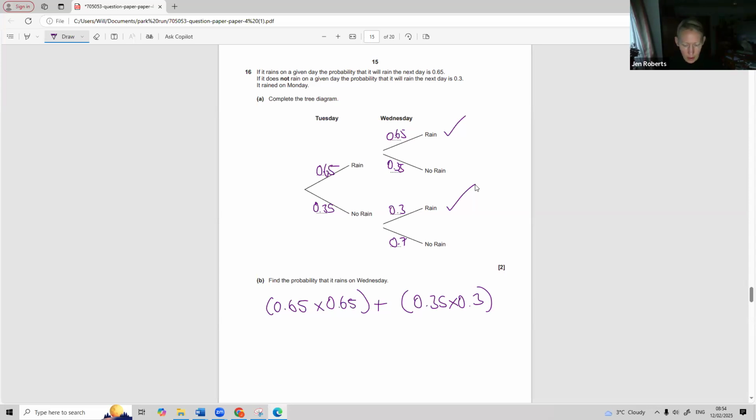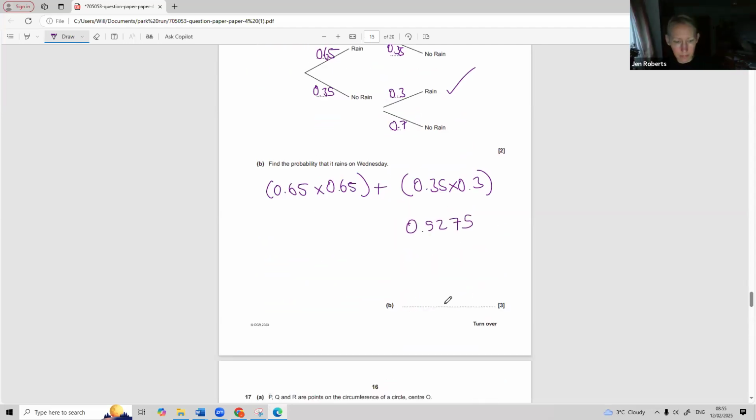Might have your answer as a fraction. My decimal answer is 0.5275, which is 211 over 400. Either of those answers are fine. 2 marks, 3 marks.